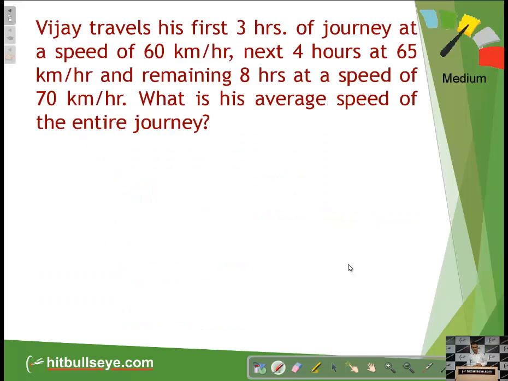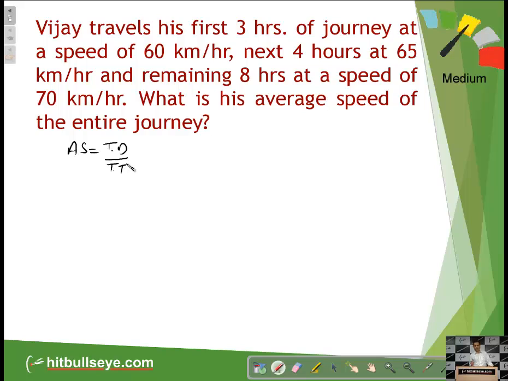Now Vijay travels his first 3 hours of journey at a speed of 60 km per hour, the next 4 hours at 65, and the remaining 8 hours at a speed of 70. What is the average speed? Again, same formula: average speed is equal to total distance by total time.